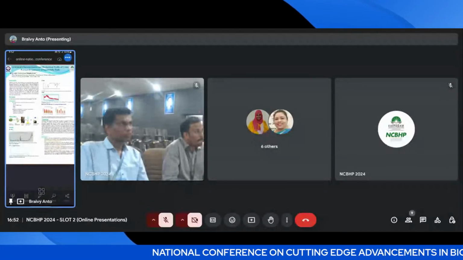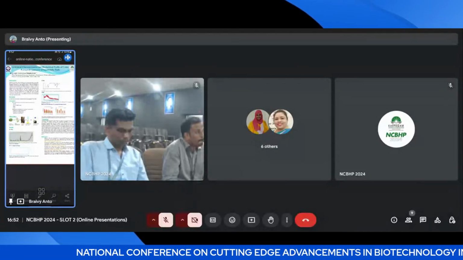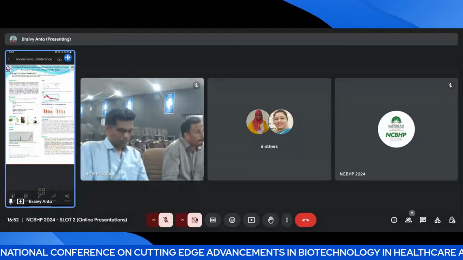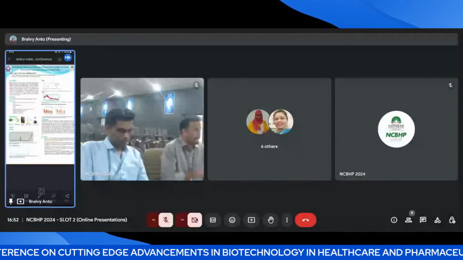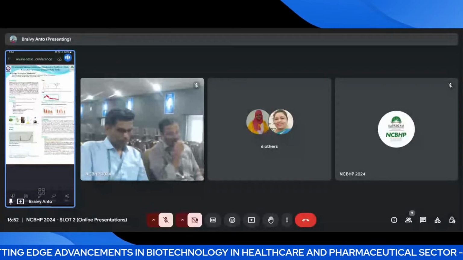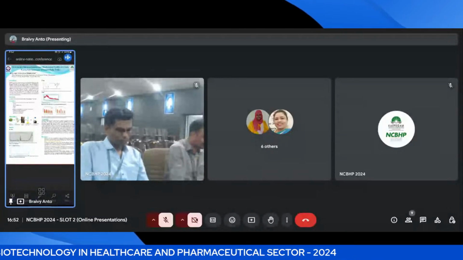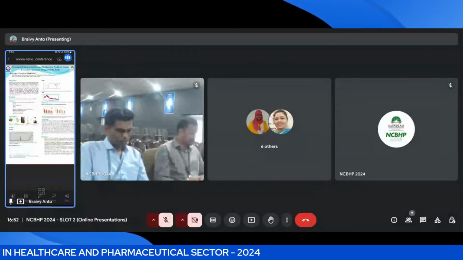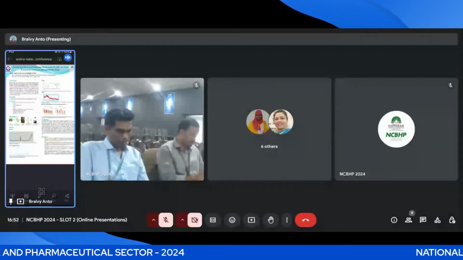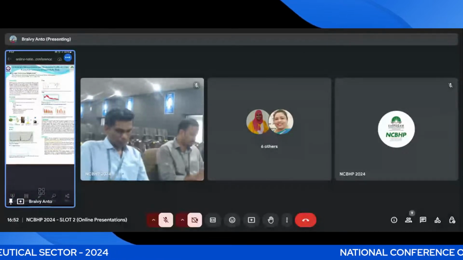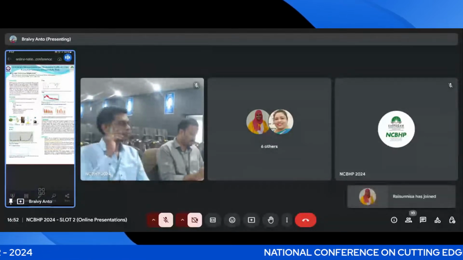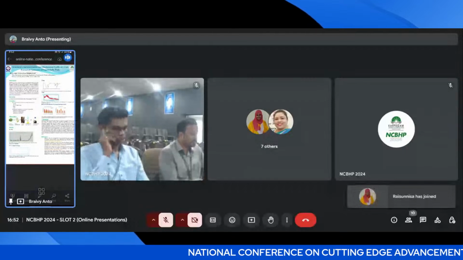But I choose ethanol over the aqueous extract because the aqueous extract may have contamination because of the moisture or water content. But ethanol is a perfect solvent, so there won't be any contamination. So I have chosen ethanol for the studies that I'll be doing in my further PhD work. So here I'm concluding my work.